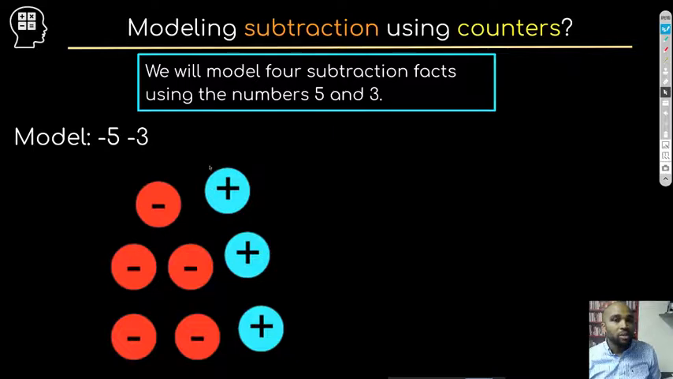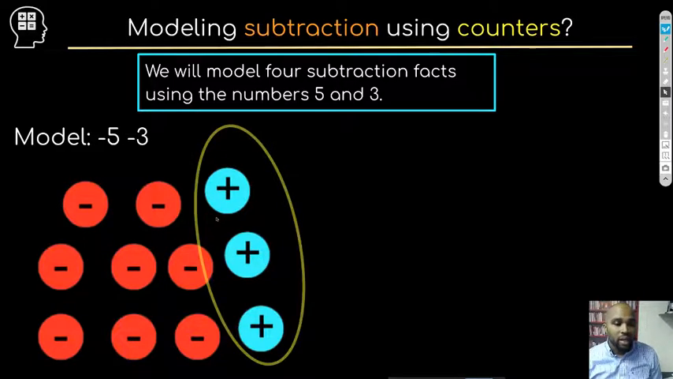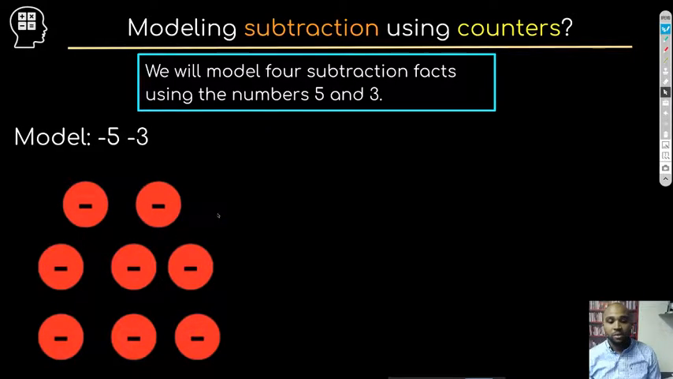But that would change the problem to something different by adding 3. So I'm going to also add negative 3. This way I have 0 pairs, so these all add up to 0. So really I haven't changed the problem. Now I can take away 3 and that gives me my answer.